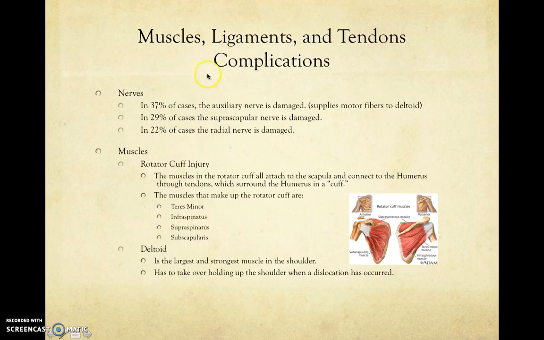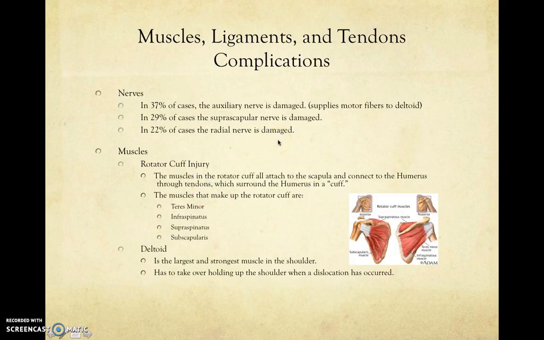All right, so muscle, ligaments, and tendons. There are many nerves, muscles, ligaments, everything around the shoulder, which is why it is a very important thing to deal with once you have a dislocation. So nerves. In 30% of cases of shoulder dislocations, the axillary nerve is damaged. This can also lead to some damage or unfunctionability of the deltoid because the axillary nerve supplies motor fibers to it. The suprascapular nerve is damaged, and in 22% of cases, the radial nerve is damaged.